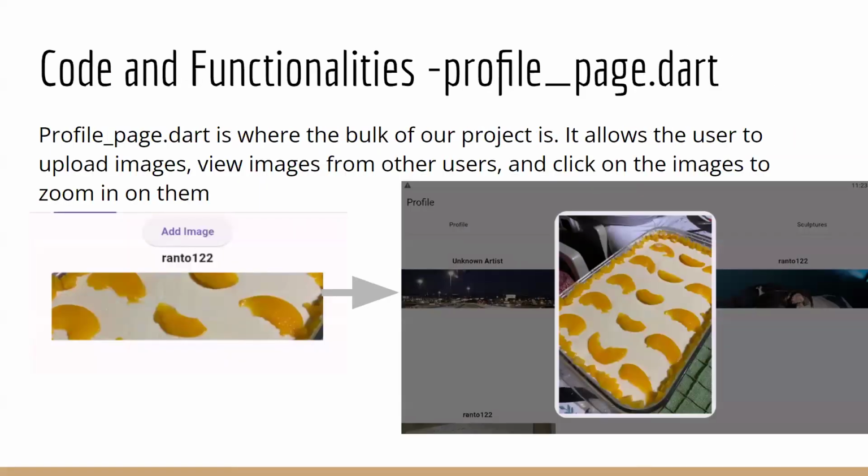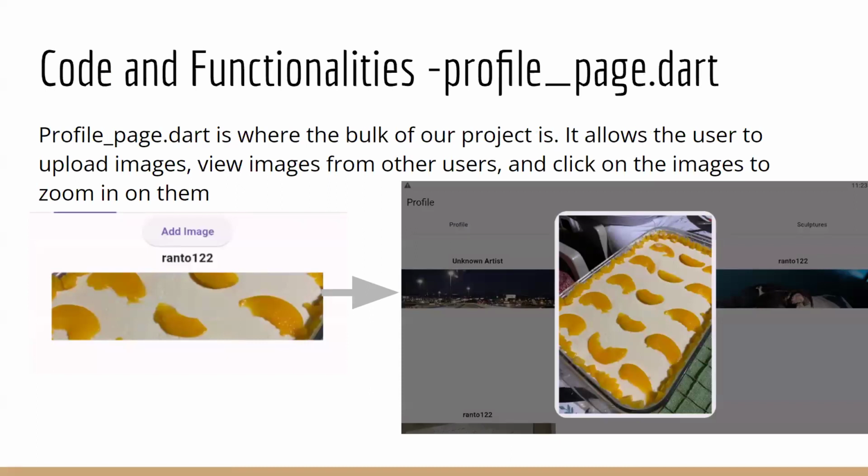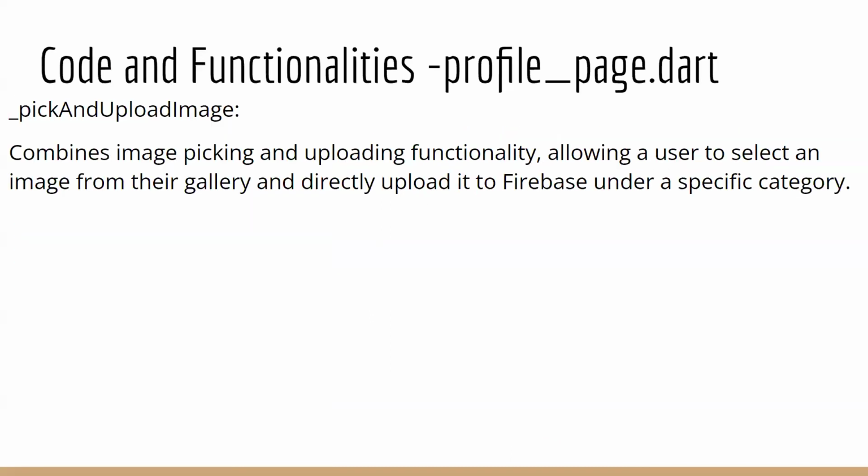And then here's the main part, the profile page at Dart. The profile page is where the bulk of our project is. It allows the user to upload images, view images from other users, and click on the images to zoom in on them. This is what builds the UI for the page. It uses a default tab controller to build the tabs at the top that you see on the screen over here.